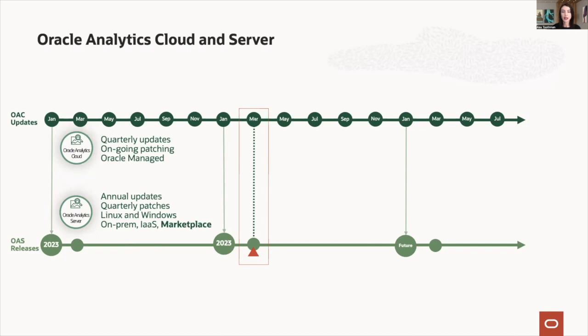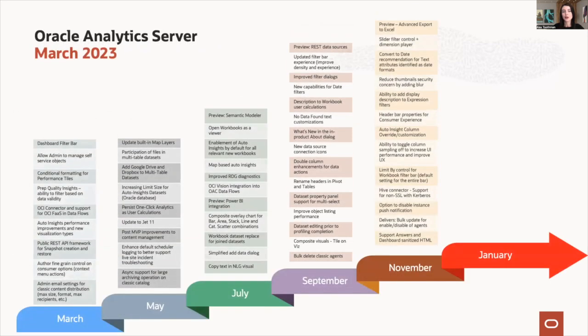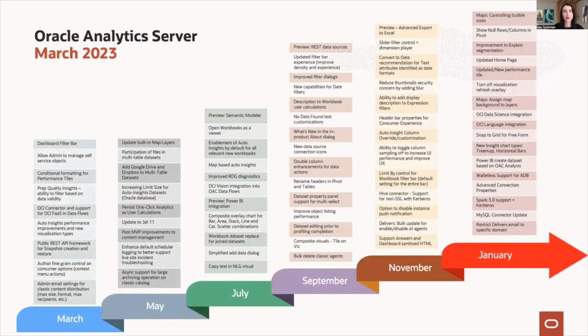So let's take a look at what was released. Some of the things we've been covering on this OA Live every time we've had it going back the past year, but just a recap now. And as I mentioned with OAC, you're getting these releases: the March release, the May, the July. Now with OAS, you're getting these releases just coming out at once.